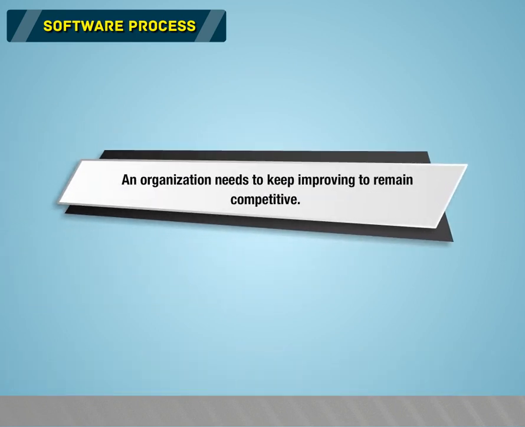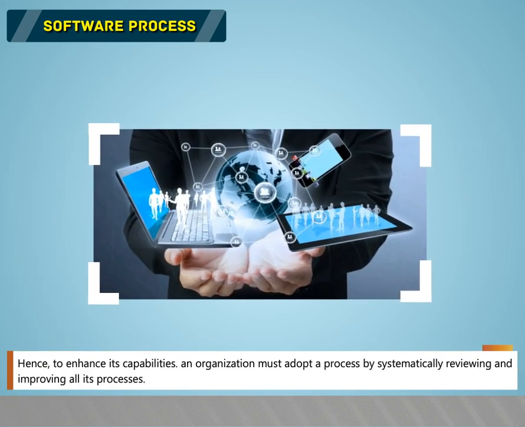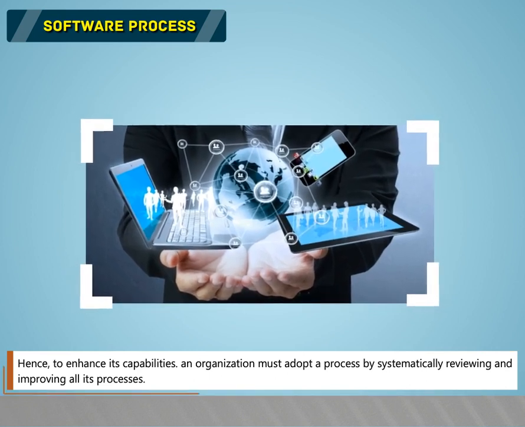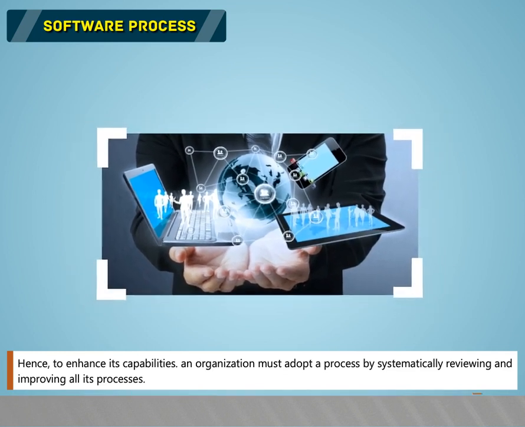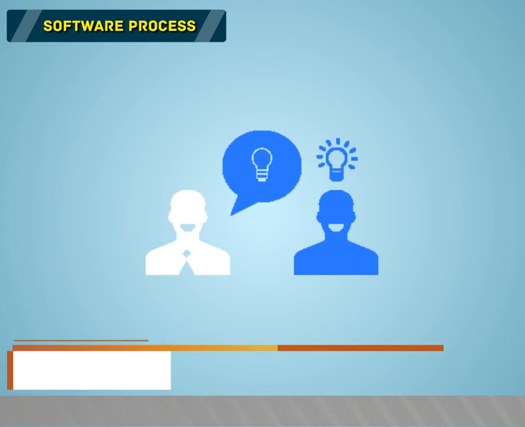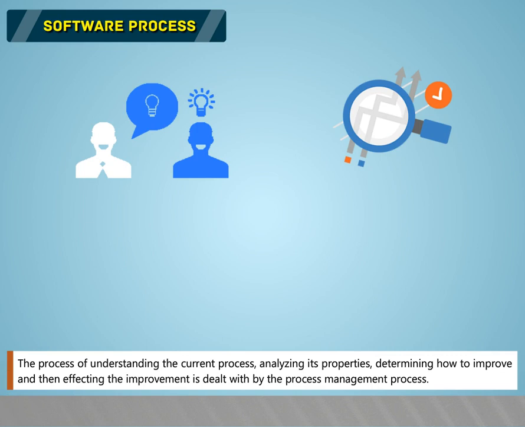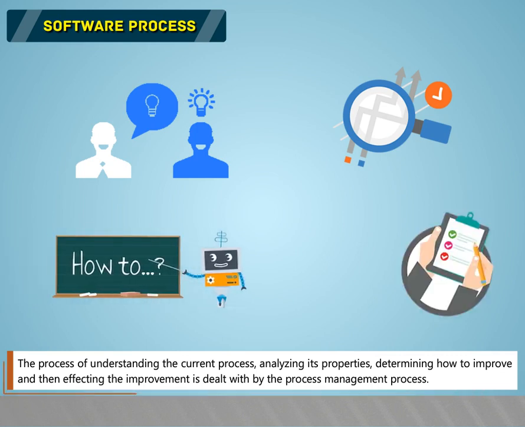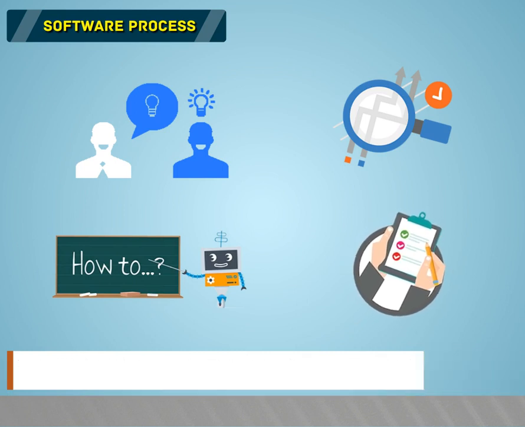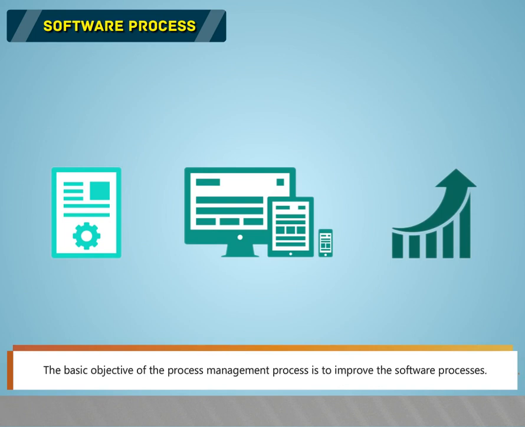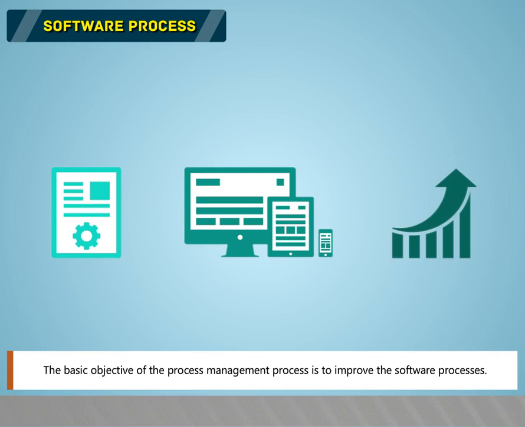An organization needs to keep improving to remain competitive. Hence, to enhance its capabilities, an organization must adopt a process by systematically reviewing and improving all its processes. The process of understanding the current process, analyzing its properties, determining how to improve, and then effecting the improvement is dealt with by the process management process. The basic objective of the process management process is to improve the software processes.